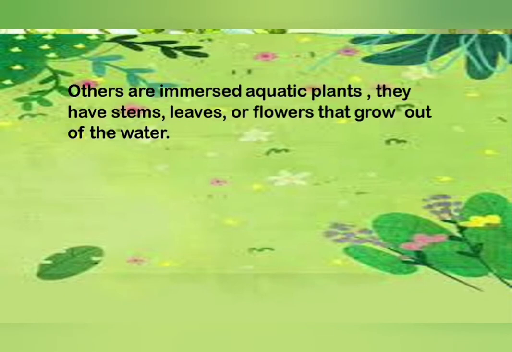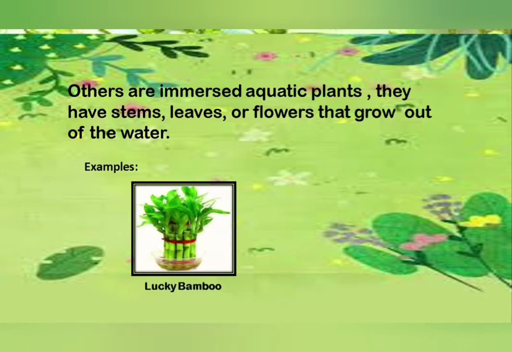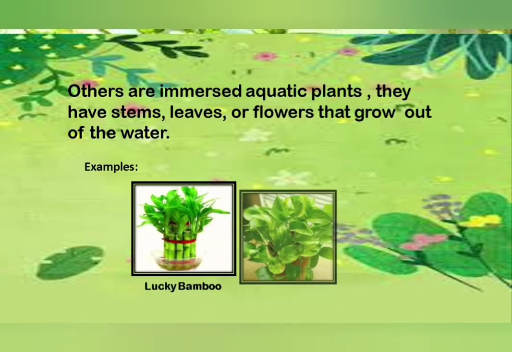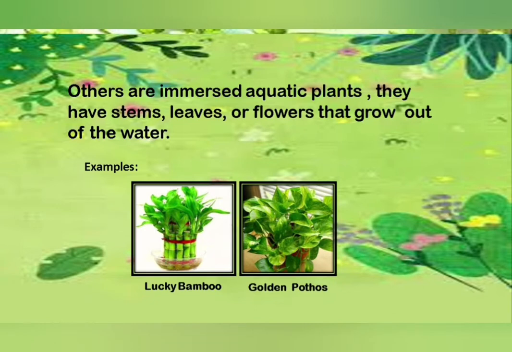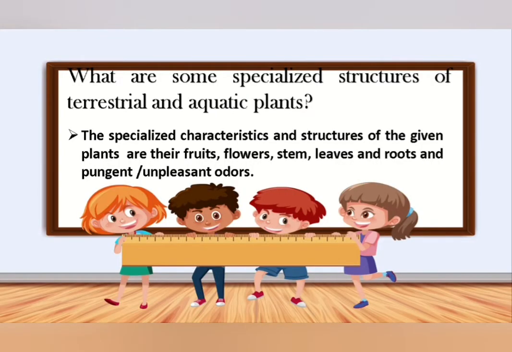Others are immersed aquatic plants. They have stems, leaves, or flowers that grow out of the water. Examples, we have lucky bamboo, golden pothos, and calla lily. What are some specialized structures of terrestrial and aquatic plants?